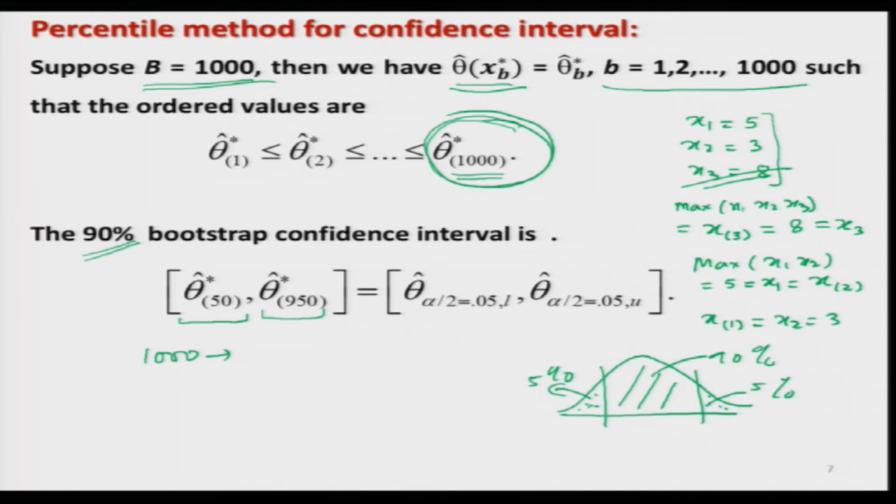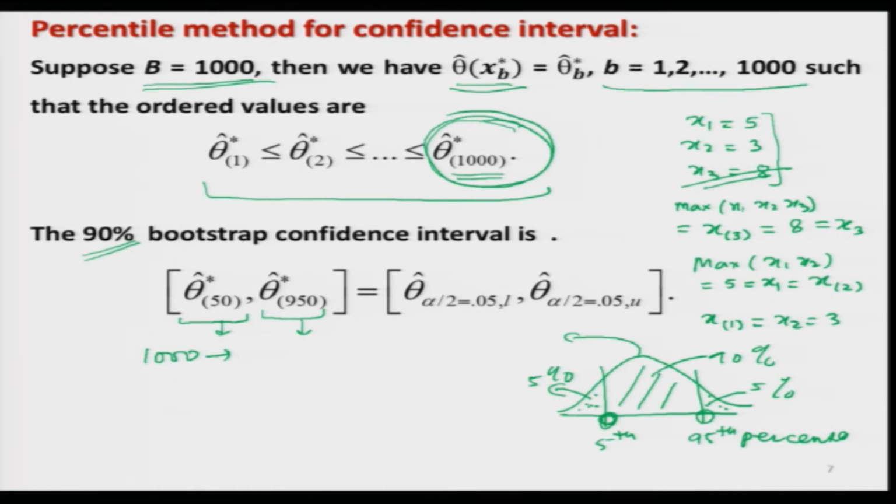So if I construct the histogram, this is going to be the 5th percentile, and this is going to be the 95th percentile. Essentially, if I consider this curve as the sampling distribution of theta hat, then we are interested in finding the 5th and 95th percentiles, which in the ordered values are the 50th and 950th values of theta hat star.